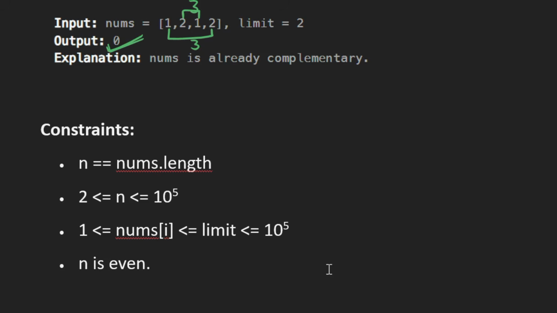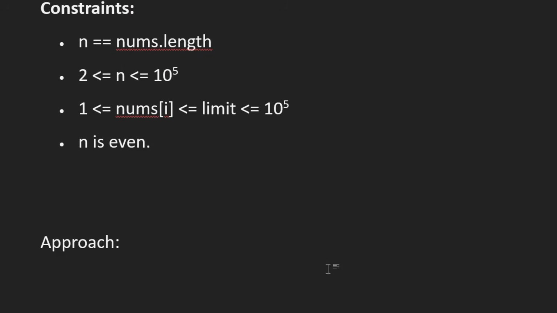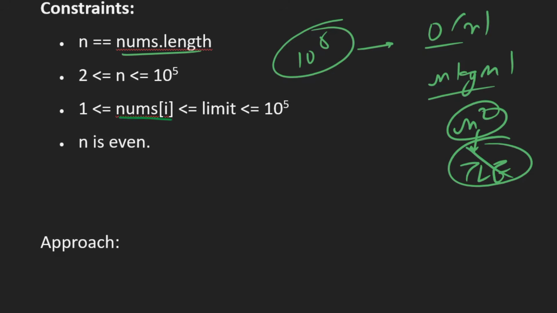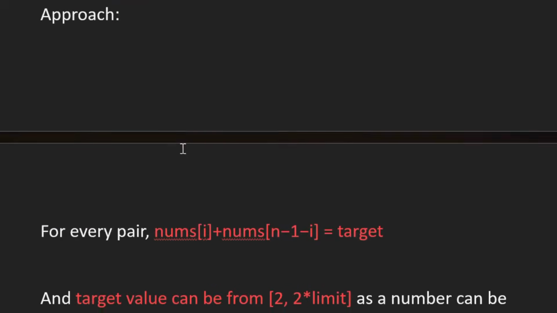So let's move to the constraint part. n, which is our nums.length, can be up to 10^5. So either an O(n) solution or an O(n log n) solution, right? O(n^2) will give us time limit exceeded, right? And each element in the nums array, and limit, can also be up to 10^5, right? And it is also given that n, which is the length, is even.